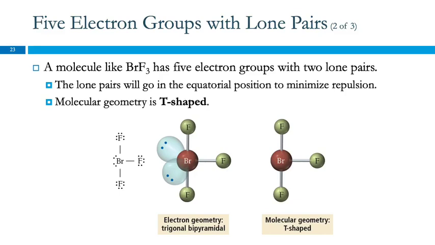BrF3 has 2 lone pairs. So here we have 5 electron groups and 2 lone pairs. We see the 5 groups, we think trigonal bipyramid, and then here's 1 lone pair and the other lone pair. And again, the lone pairs are going to come in along the equatorial positions.